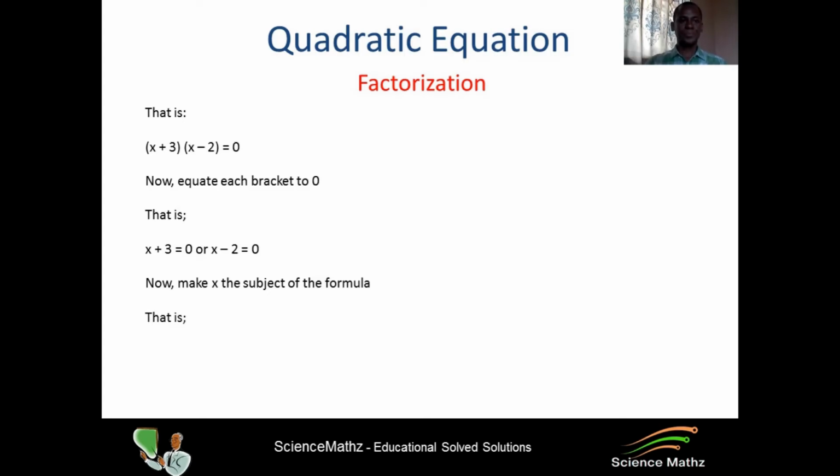Now take note, s becomes equal to minus 3. Do you know what happened there? Because plus 3 is moving across the equal sign, the plus changes to minus. So that's why we have s equals minus 3, or s equals 2. When minus 2 crosses the equal sign to the other side, the minus becomes positive. Okay? So that's why we have s equals 2.